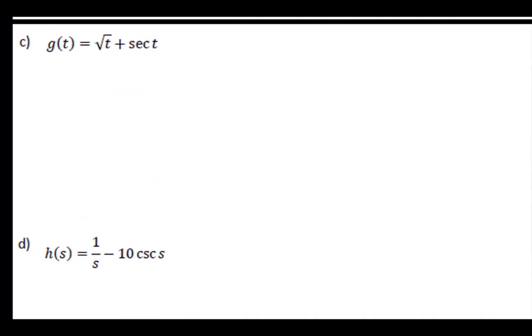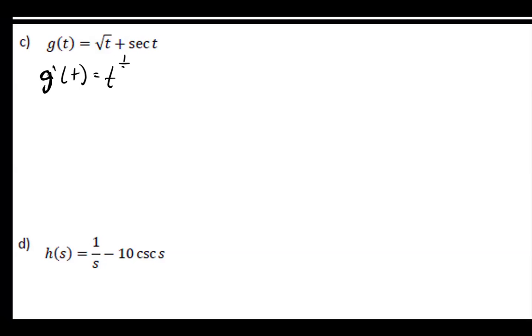So we have root t plus secant of t, and we've got to find the derivative. Well, again, if we're finding derivatives, I don't want roots. I want powers, because I don't have a root rule. I have a power rule. So the t I've got to change to a power. What am I going to put there?